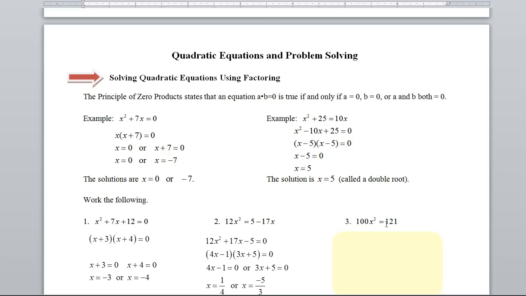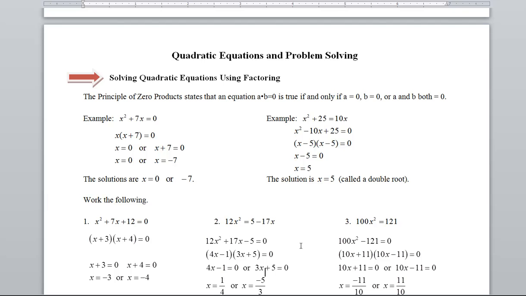On this one, it's not in the correct form. Bring everything over, so you have 100x squared minus 121. It's a binomial, so it's a difference of perfect squares. I should have 10x plus 11 and 10x minus 11. Set them individually equal to 0. This one would give me x equals negative 11/10, and this one would give me x equals positive 11/10.